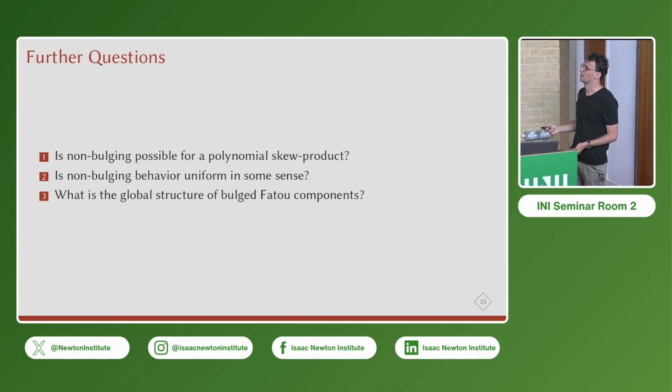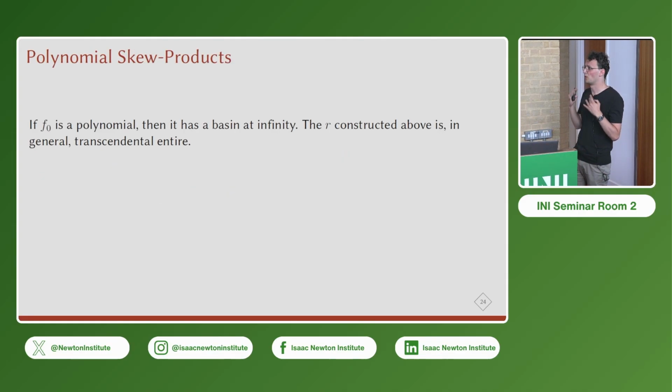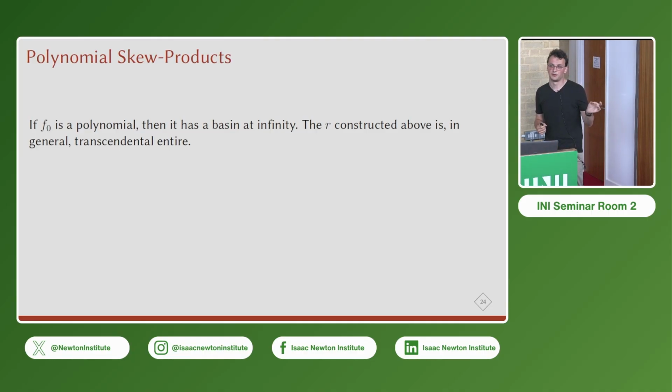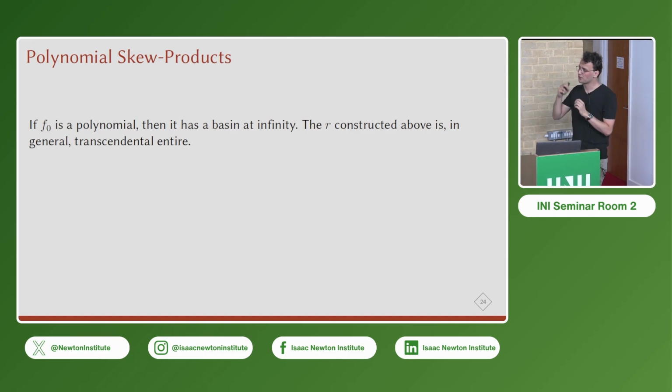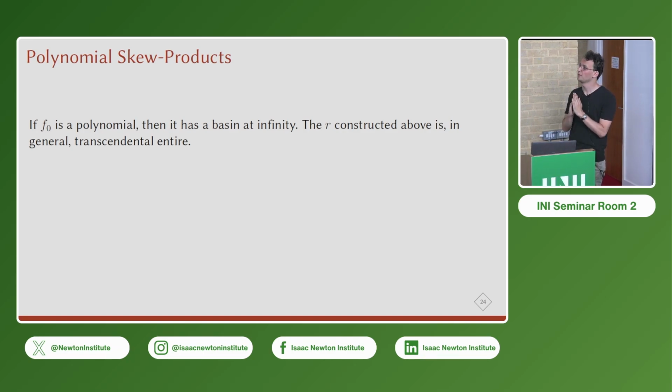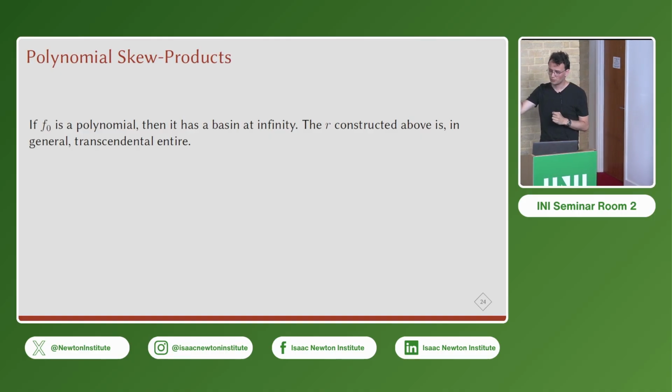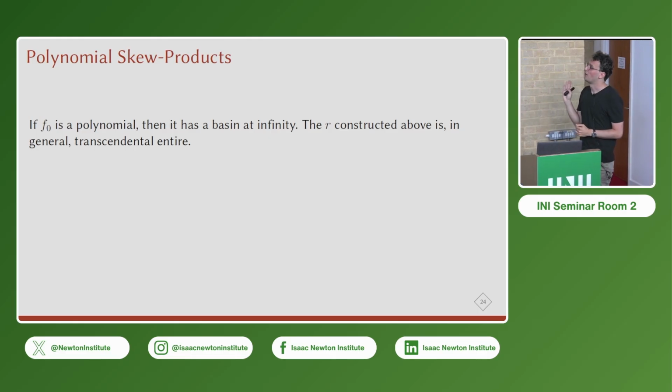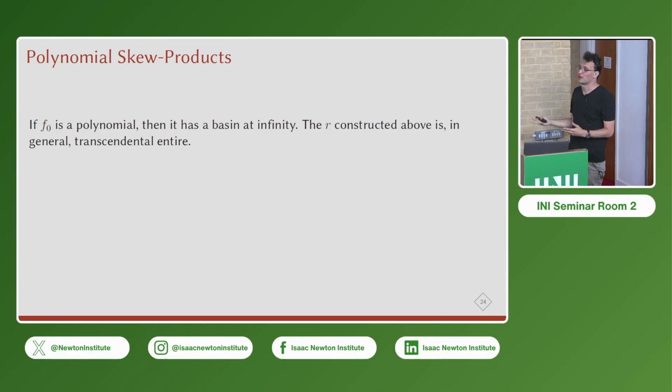And the first one I would like to talk about is polynomial skew products. So earlier I talked about the orbitally unbounded for two components, and one of them is a base net infinity. So if f0 is a polynomial, then we have a base net infinity, and we can use the proof from above. We can use the construction, and we get a perturbation R, so that we have non-bulging behavior. However, this construction, just because we use complex approximation theory, usually leads to a transcendental entire function.